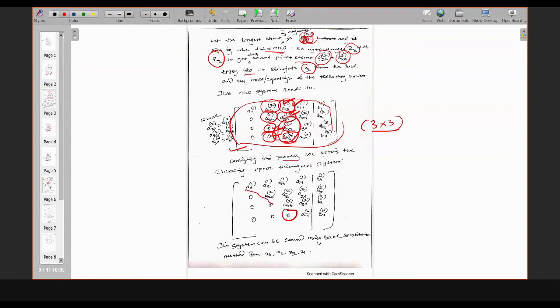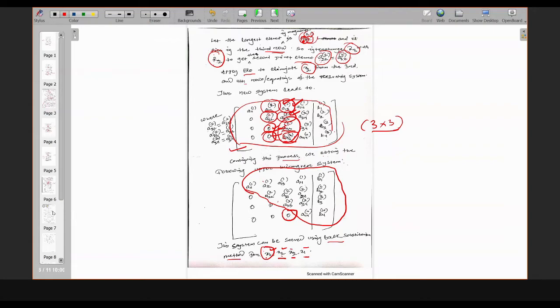Now if you see this matrix, this is an upper triangular system. You can solve this upper triangular system by the back substitution method for x4, x3, x2, and x1. When you apply back substitution, you first get the last unknown, that is x4, then you come to x3, then x2, then x1. So this is the pivoting strategy.